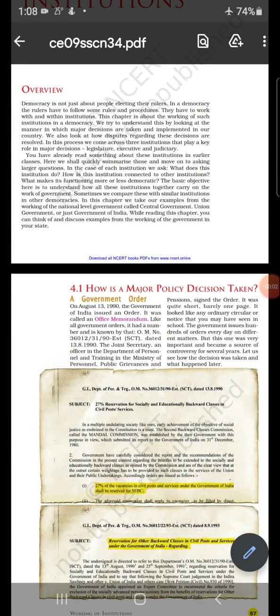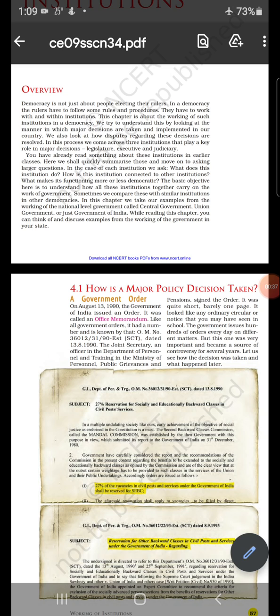Good morning, children. Today we will start a new chapter, that is, working of institutions. So how do institutions work, how does the government work? For example, a school is also an institution, right? Different organizations, whatever organizations are there, everyone is called an institution, and the working of institutions is similar. So today we will discuss how an institution works.